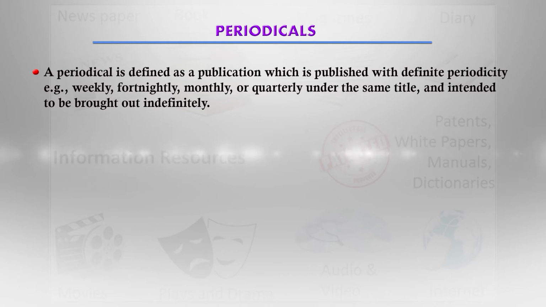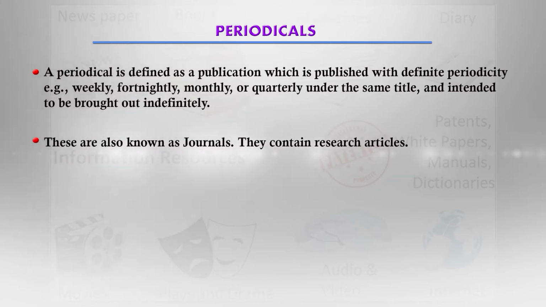Now, we will see each type of primary source in detail. The first and foremost category in primary sources is periodicals. We all know that a periodical is defined as a publication which is published with definite periodicity, like weekly, fortnightly, monthly or quarterly, with the same title and intended to be brought out indefinitely, which means it continues for a long time and has a definite frequency.